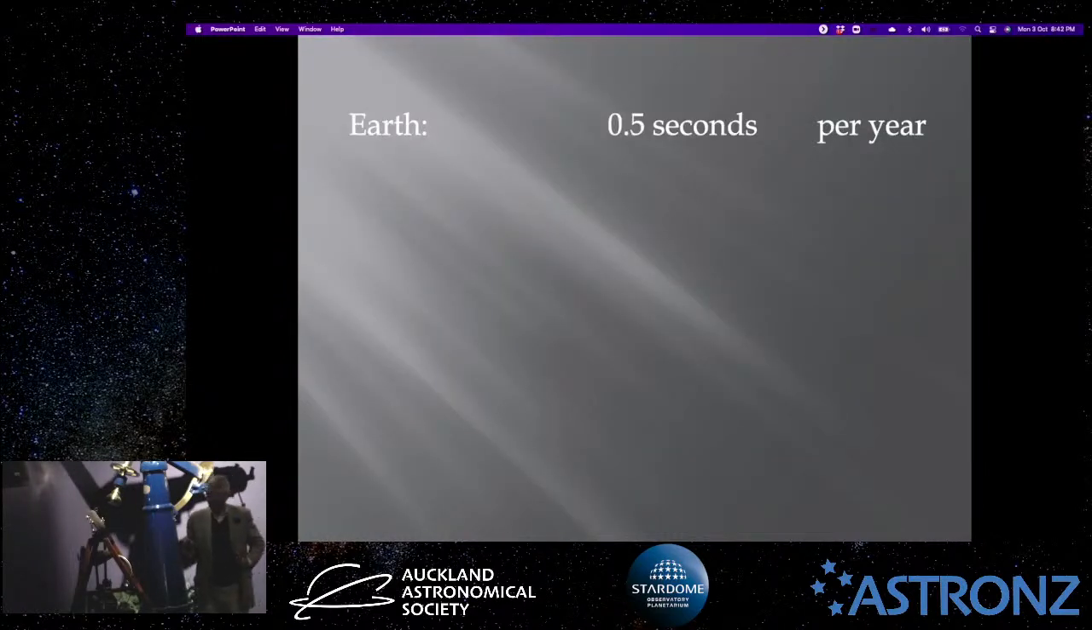Okay, it's time now to launch out into deep water. On the Earth, we've said time is slowed down by half a second per year. If that's the case, you might think in more powerful gravitational fields, time is slowed down by a greater amount. And indeed, this is so.